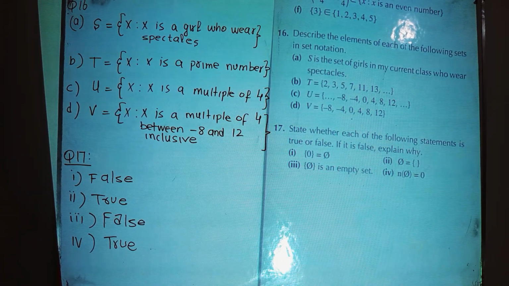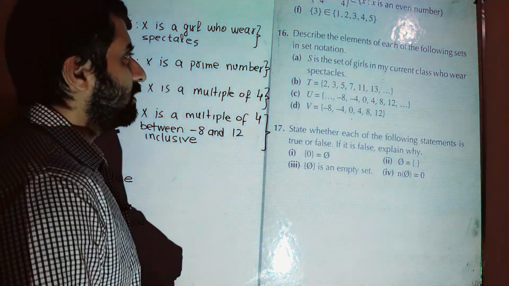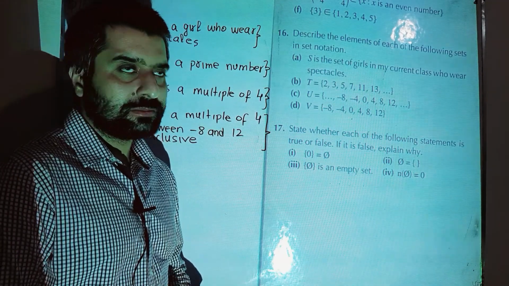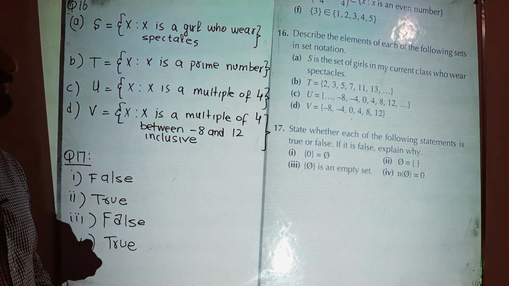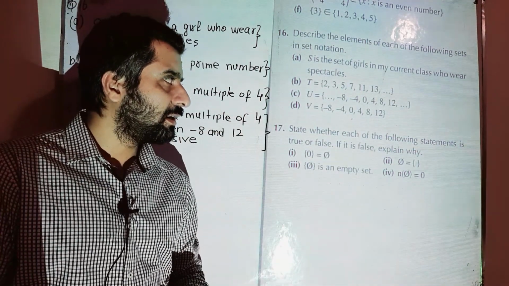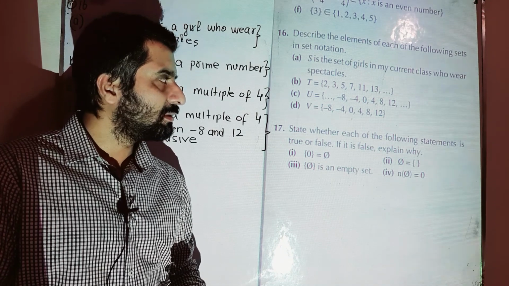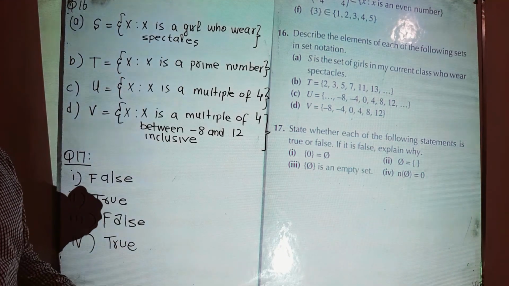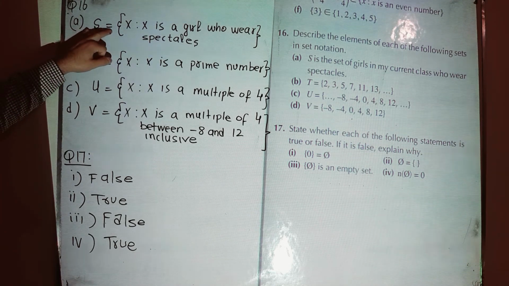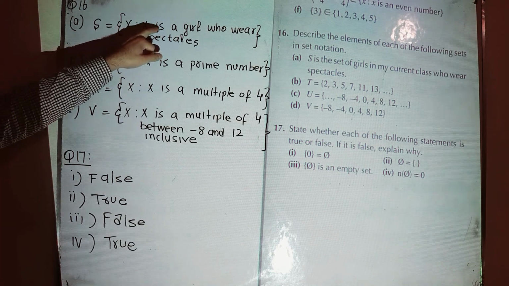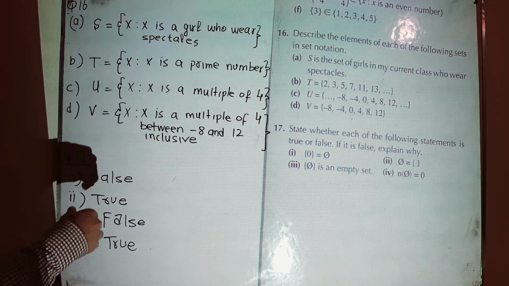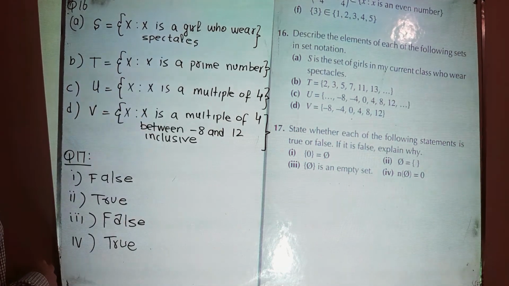Question number 16: describe the elements of each of the following sets in set notation. Part A: S is the set of girls in my current class who wear spectacles. Now in set notation, when you have to describe a set, that is S is equal to X such that X represents a girl. So X is a girl and the girl who wears spectacles.